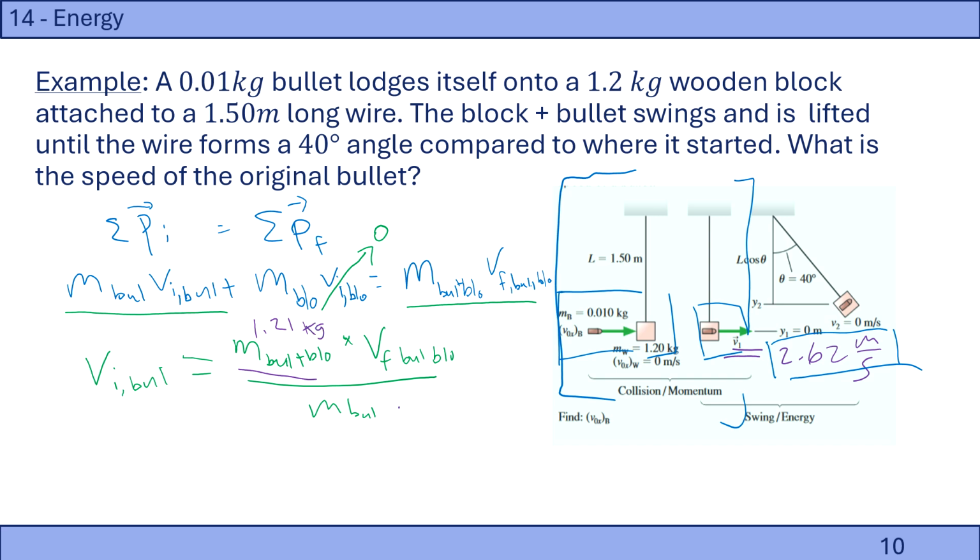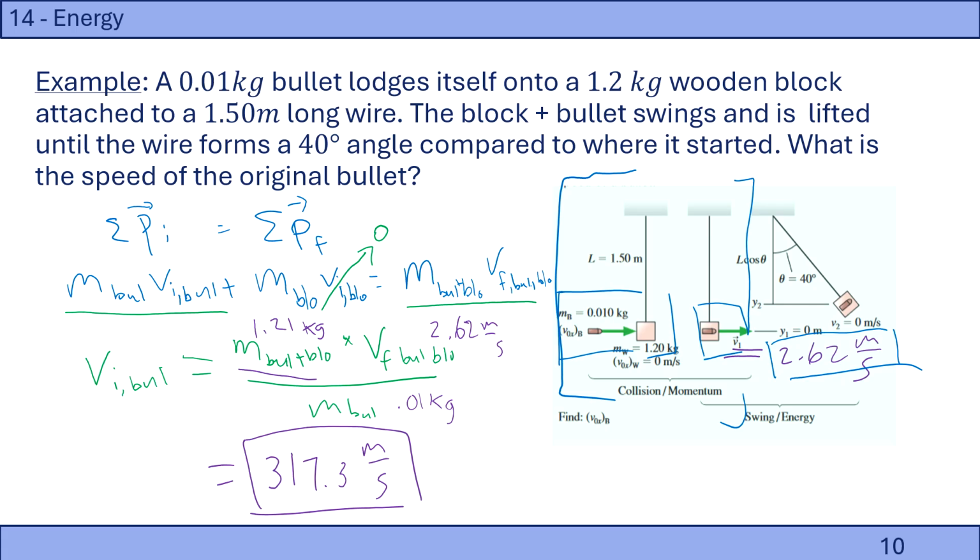And yes, this is 0.01 kilograms in the denominator, as I just mentioned. And this is going to be what we computed before, the 2.62 meters per second. Combine those together, and you get that the initial velocity of the bullet is 317.3 meters per second. And that was it. That was what the initial bullet was launched at.